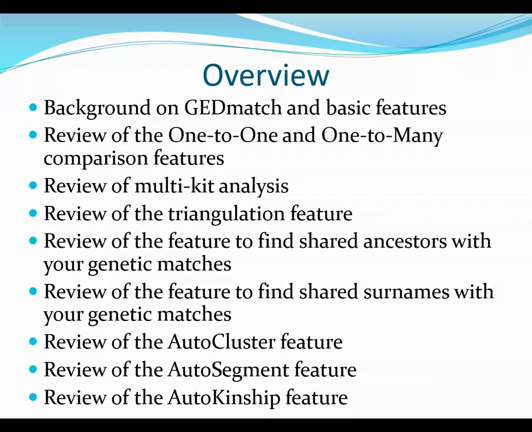So these are some of the features we're going to be discussing today: the one-to-one comparison, the one-to-many comparison. I'm going to introduce the multi-kit analysis, but I'm not going to go into that in any great detail. I'm also going to introduce the triangulation feature, which is a very nice tool to look at shared matches who share the same DNA sample. So the other things that I want to talk about today are the shared ancestors and shared surname features, which you can utilize, and some of the more recent features that have been added to the website as well, including the AutoCluster, AutoSegment, and AutoKinship features.